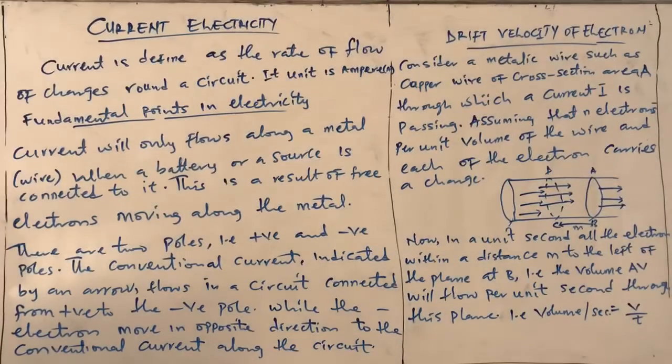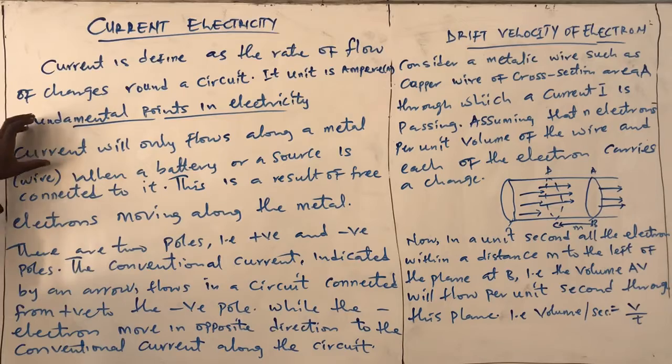Now, as we all know from our normal definition, current is defined as the rate of flow of charges around a circuit. So we have been dealing with current. In Ohm's law, we also know the definition of current. But here we want to look at the fundamental points in electricity.